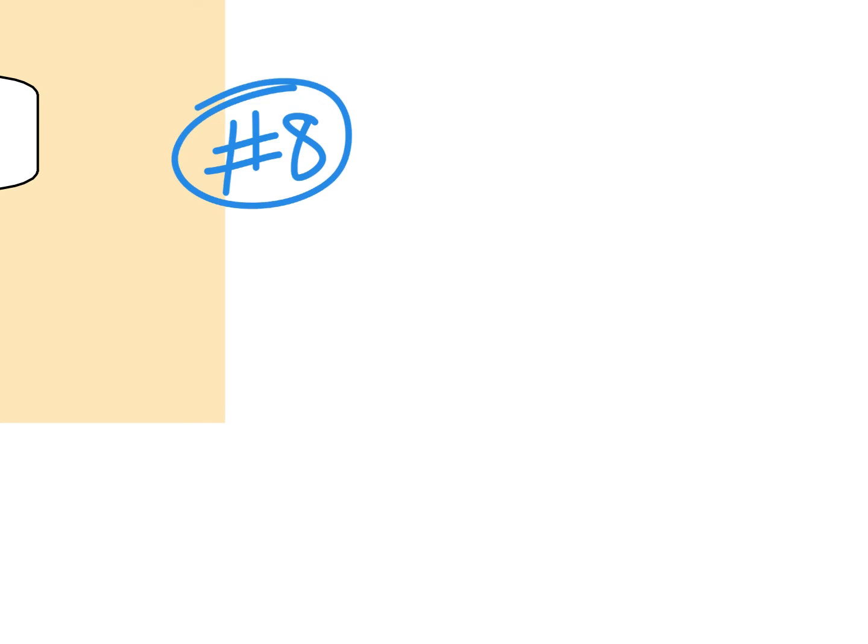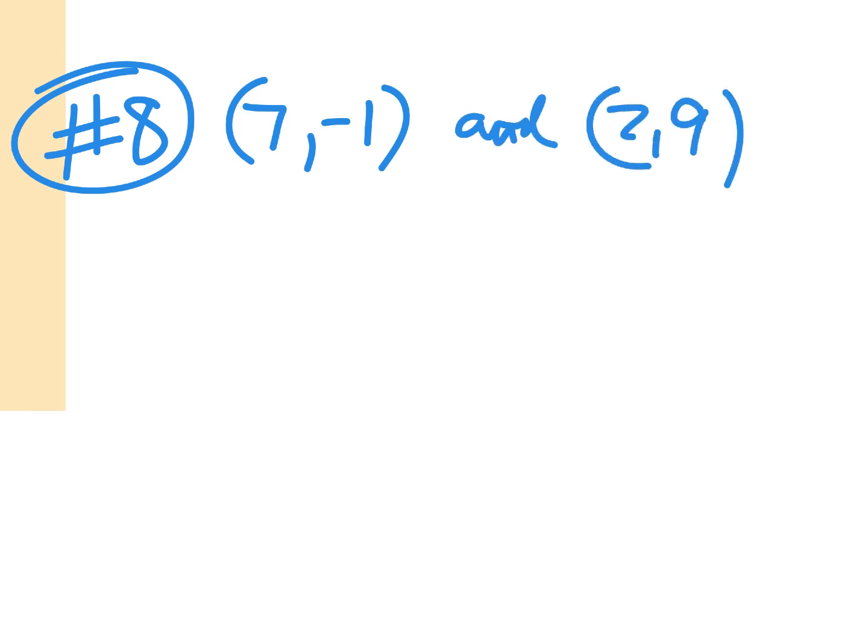What problem number is that? Number 8? Read me the 2 points. On number 8, a lot of people are getting there and asking me this question, and it reminds me that I really should explain this better. Can you read me the 2 points on number 8? 7, negative 1, and 2, 9. I will explain it to everybody. You can have a seat.